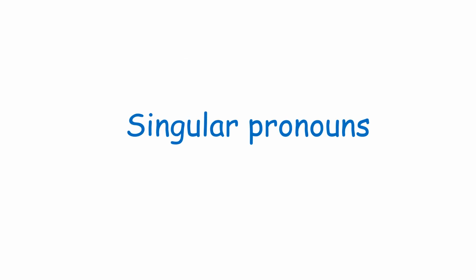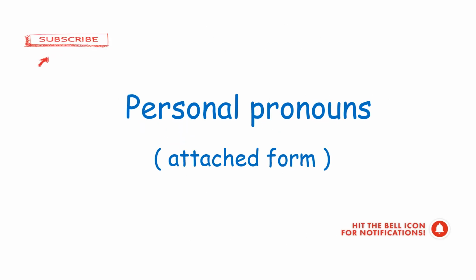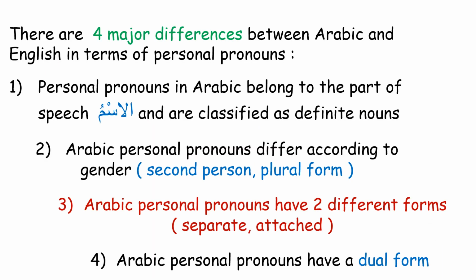Today's lesson is the last one out of the singular pronouns series, and it will be about the attached form of Arabic personal pronouns. What is that? Let's rewind first. As previously stated, Arabic personal pronouns are more elaborated than their English analogues. Not only do they differ according to gender for the second person and the plural form, and also have a dual version, they additionally have, syntax-wise, two forms, separate and attached.